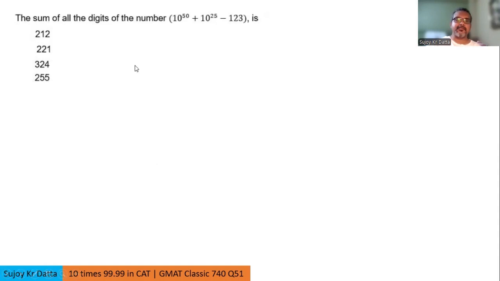The sum of the digits of this number. So if I look at this number here, 10 to the power 50 plus 10 to the power 25, it's 1 followed by 25 zeros. Like 10 to the power 1 is 1 followed by 1 zero. So there will be 25 zeros. And you are subtracting 123. First, I'm just doing this part.